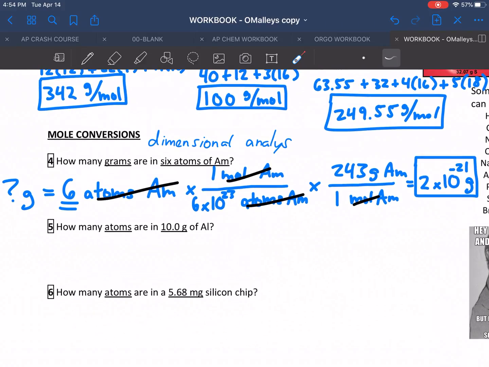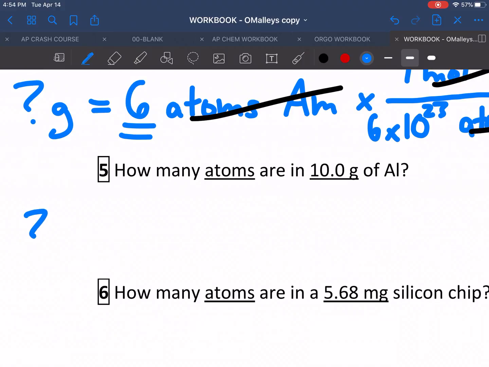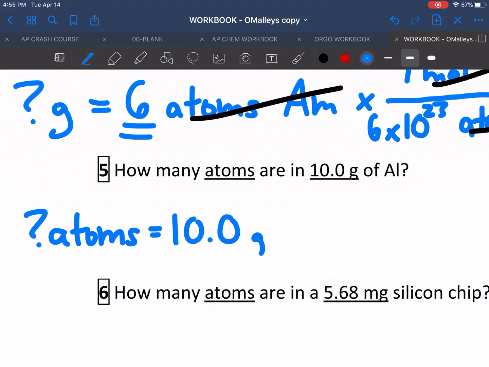So I'd like you to hit pause one last time and see if you can figure out the remaining 2. How many atoms are in a mass of aluminum? That's really turning this around. And then, similarly, how many atoms are in this many milligrams of a silicon chip? Try that now. Okay, number 5, how many atoms given 10 grams of aluminum?